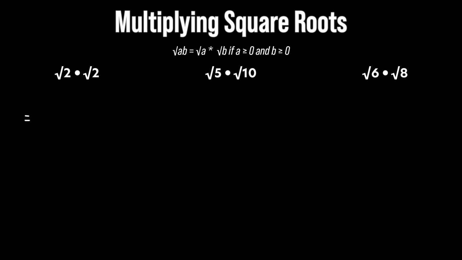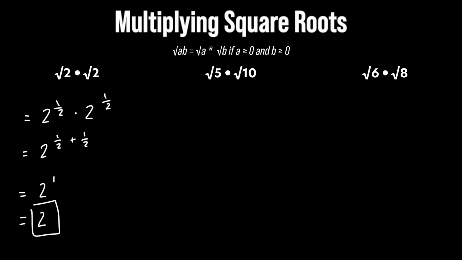You can rewrite the square root of 2 as 2 to the 1/2 power. So essentially, you're multiplying 2 to the 1/2 power times 2 to the 1/2 power. Now, because the bases are the same, they're both 2, you can rewrite this as 2 to the 1/2 plus 1/2, which is equal to 2 to the first power, which is equal to 2. So you're going to get 2 as your final answer.